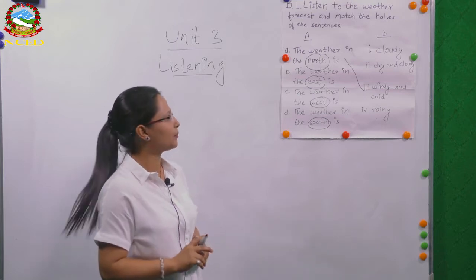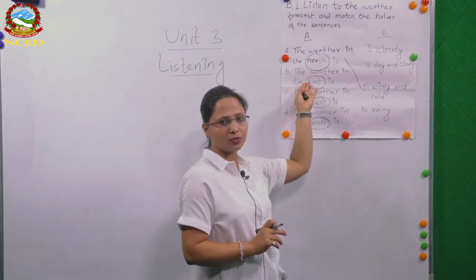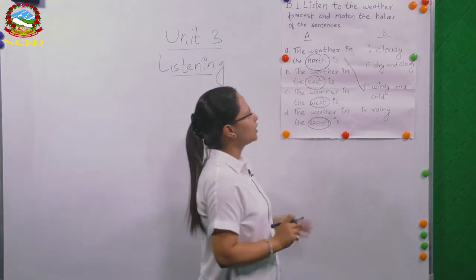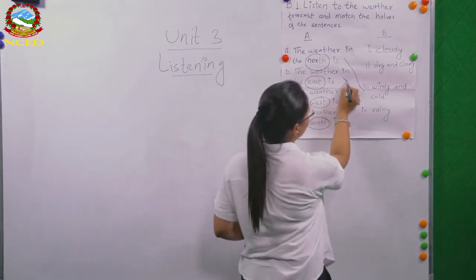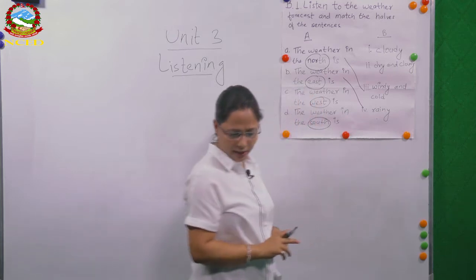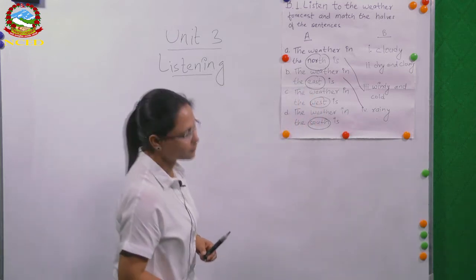So what did she say in the east? What is the weather like? What is expected? It will rain all day today. So that means the right answer is number 4, rainy. All right? Storm in the afternoon.